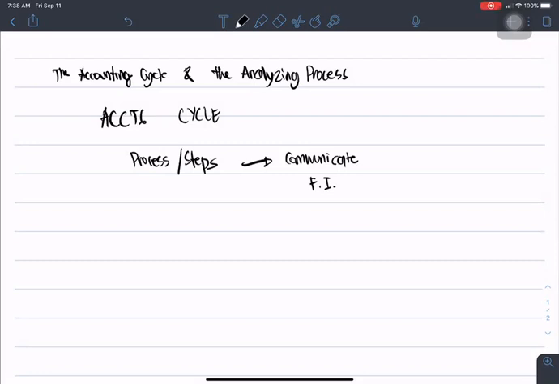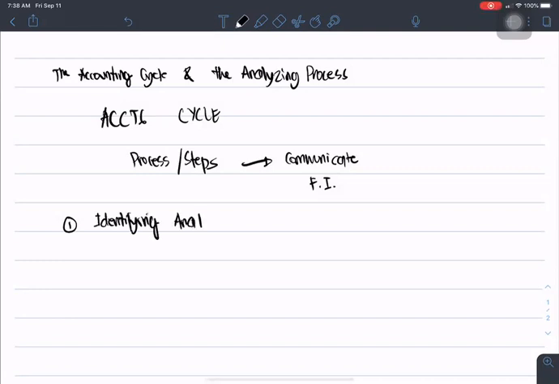So again, it presents steps or procedures that are used by the entities to analyze transactions, record them, and further communicate them to different users, which will be useful for economic decisions. So we have different steps in the accounting cycle. Let's start now with the steps in the accounting cycle. The first step in the accounting cycle is identifying and analyzing.